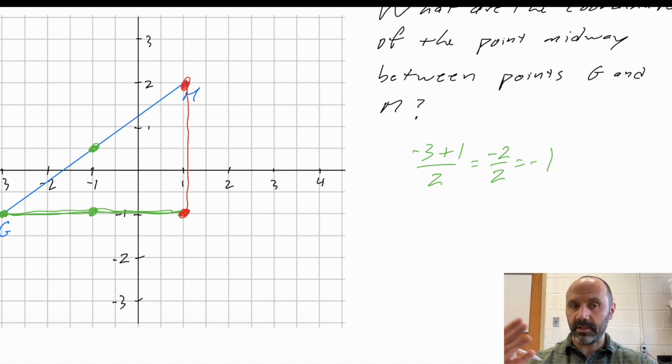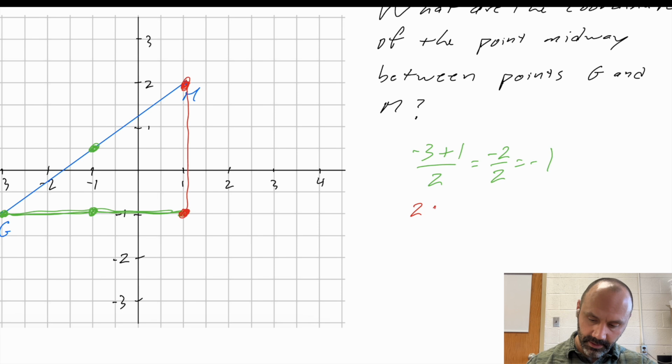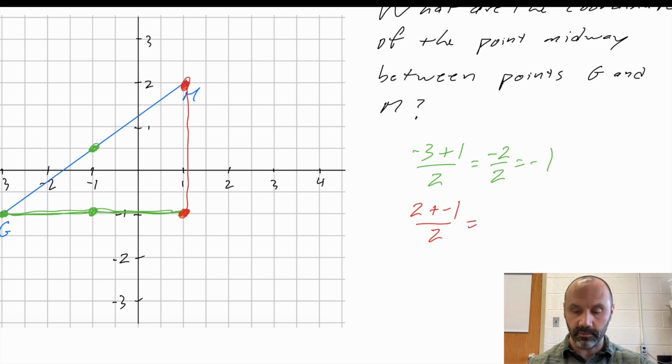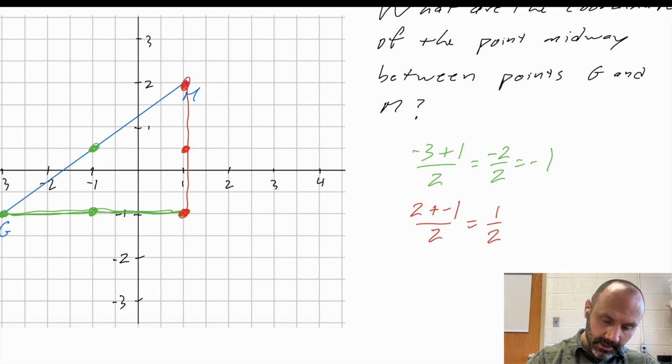Okay, and same kind of idea. I'm taking the average of the two y coordinates, so I'm going to add them together. So 2 plus -1 over 2. Well, 2 plus -1 is just 1, so it's 1/2. So it's right here. This is 1/2. And so that's what we get. And so our answer is that the midpoint has coordinates of -1, comma, 1/2.